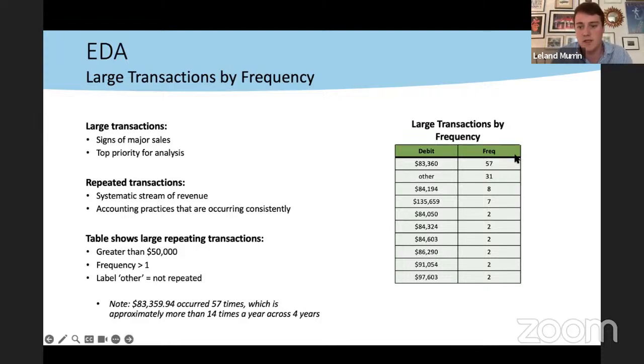The table on the right displays those transactions that are repeating and their numbers. If it's displayed as other, then it never repeated more than once. They're all the large transactions, defined as larger than $50,000. The biggest large repeating transaction is $83,360, which occurred almost 14 times a year across 4 years, which is pretty large.